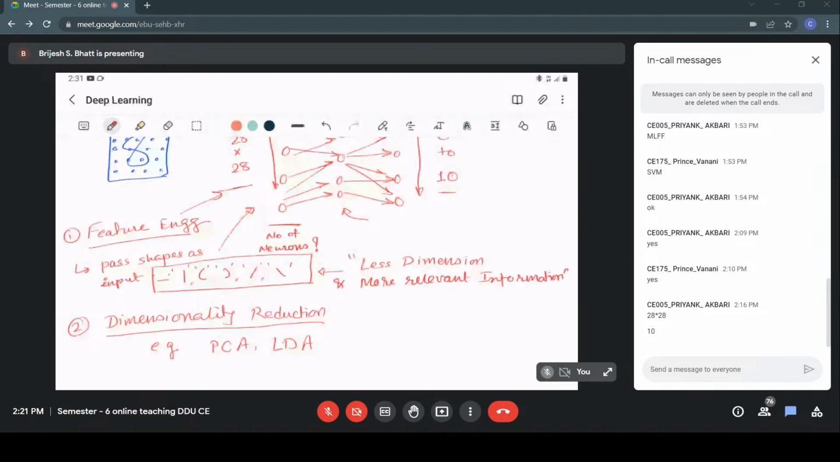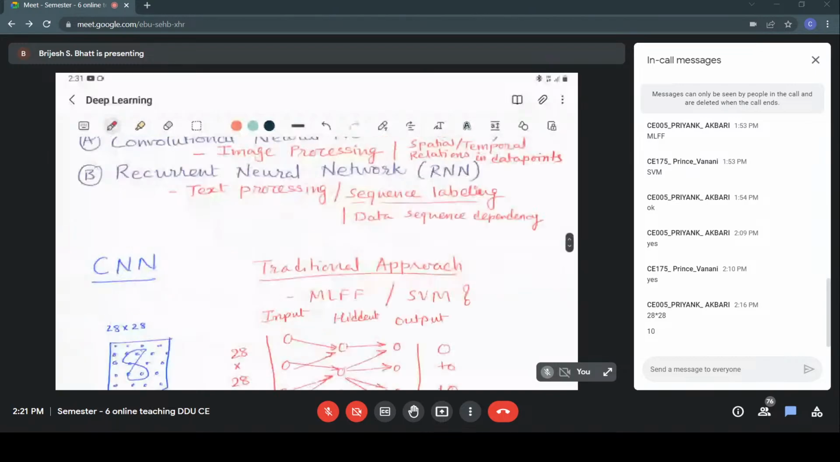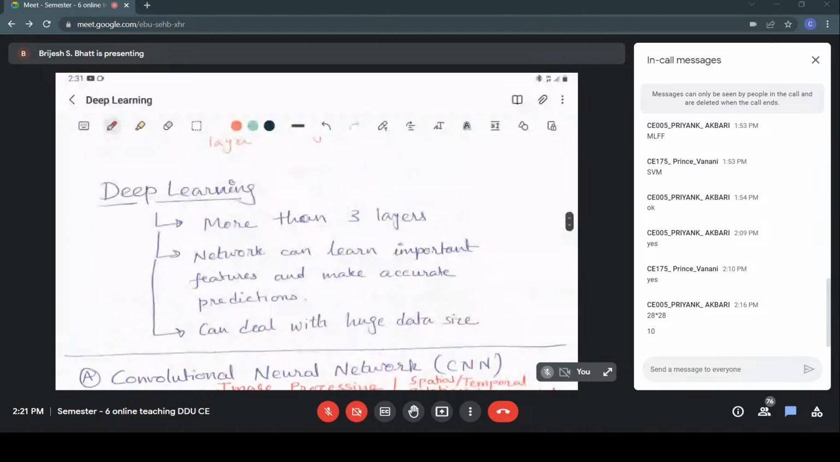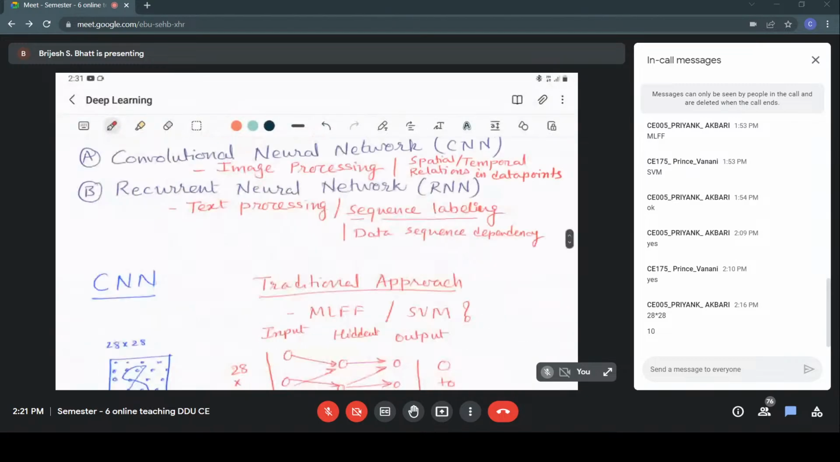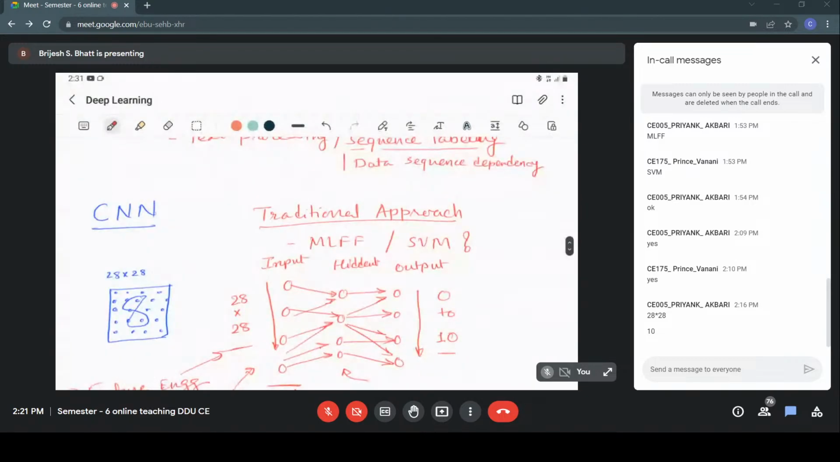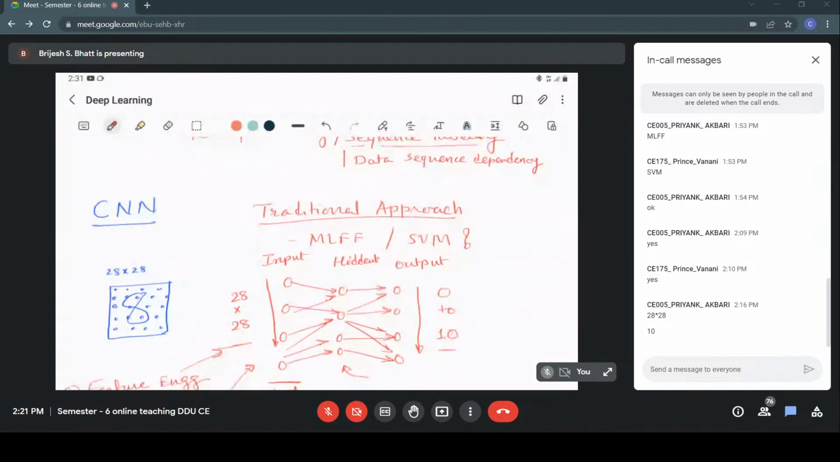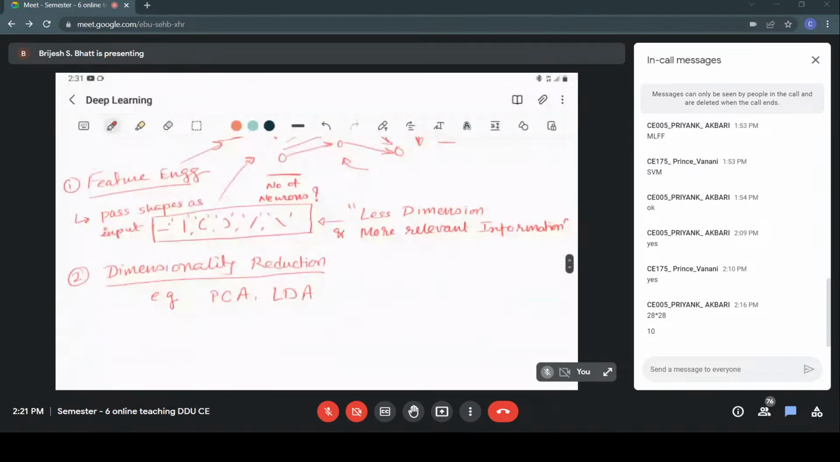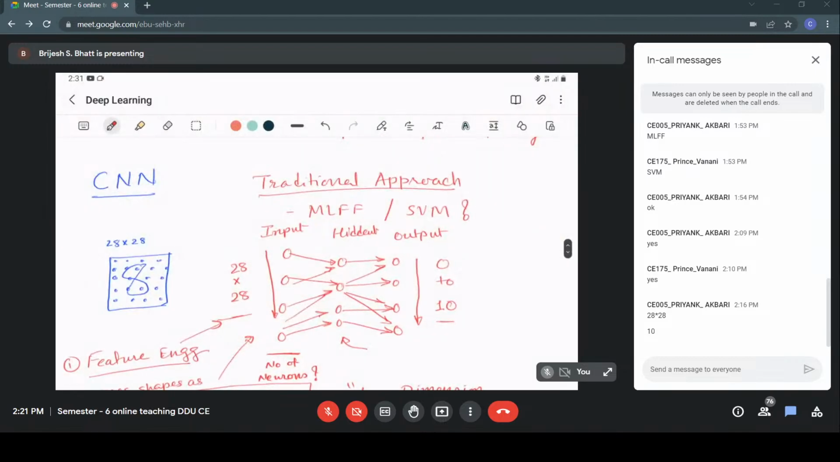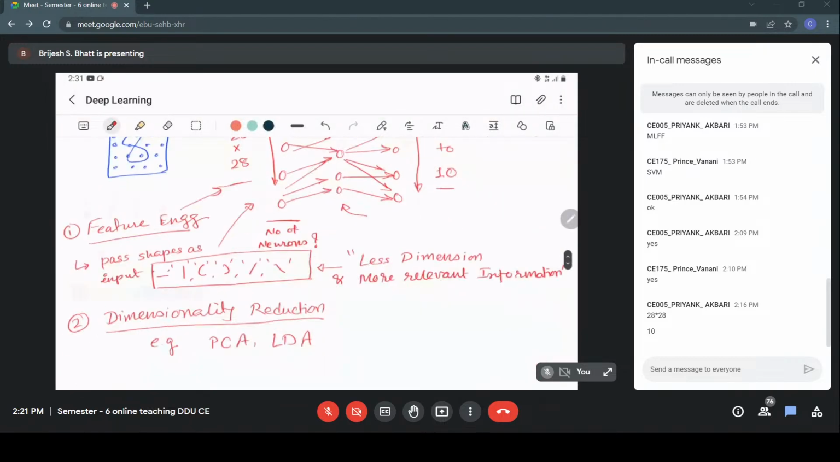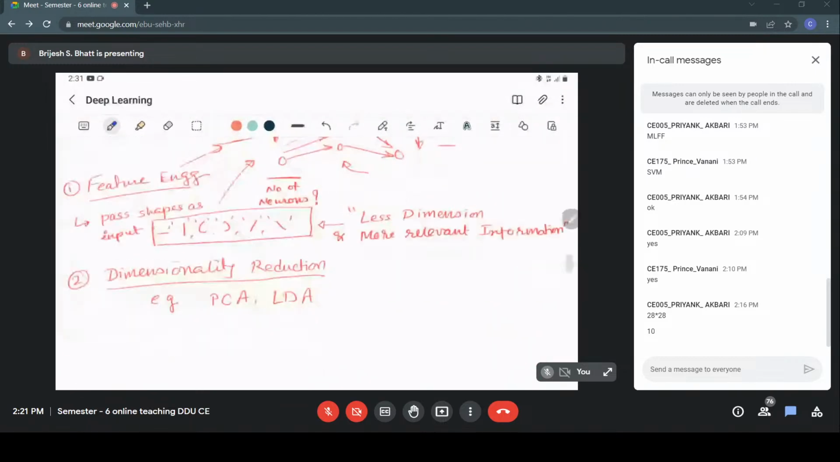But now in deep learning, we say that our model is capable. If you read this again, we say that the network can learn important features and make accurate predictions. So now we don't want to do this feature engineering and all that. We have processing capabilities, we have space. So our model will do this for us, and the model will learn the features. So what do you do? There they introduce the concept of the convolutional layer.